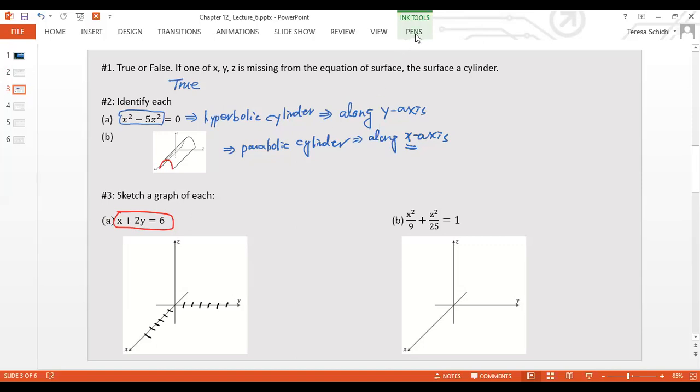That's why we look at the trace first. When x equals 0, y equals 3. When y equals 0, x equals what? x equals 6, right? So this is 6 and 3.